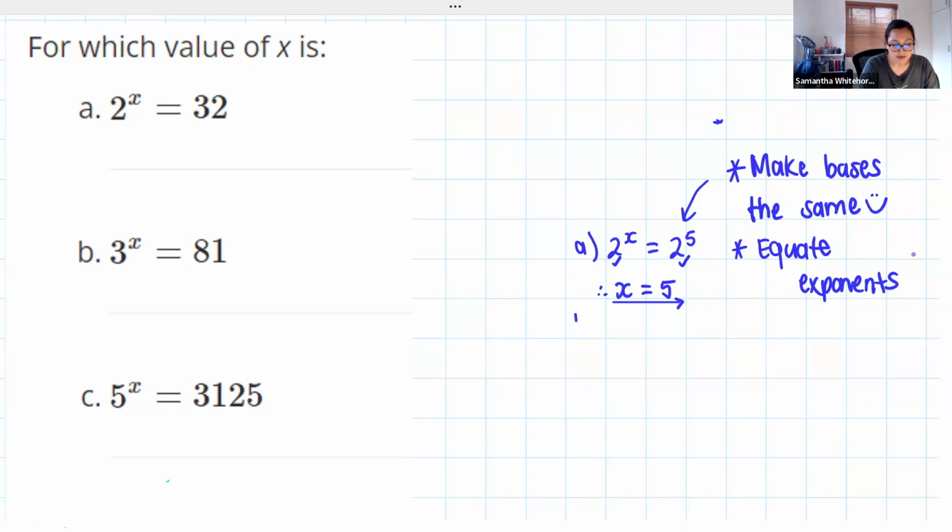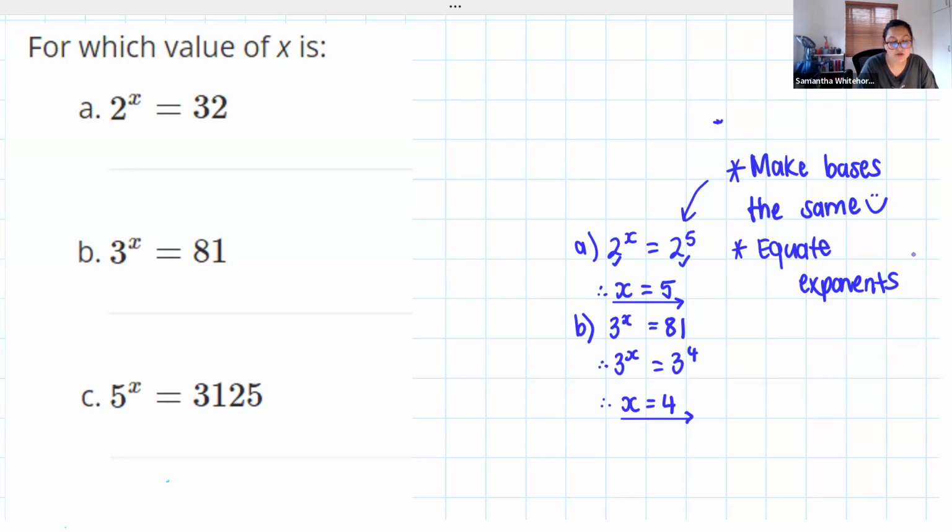So if we apply that same thing with question B, we have 3 to the power x equals 81. Again, use your calculator if you're not too sure what it is. We did actually have this example earlier where we had 3 to the power 4, which is 81. So we make our bases the same. 3 to the power x is equal to 3 to the power 4. And then we equate our exponents. x is equal to 4.